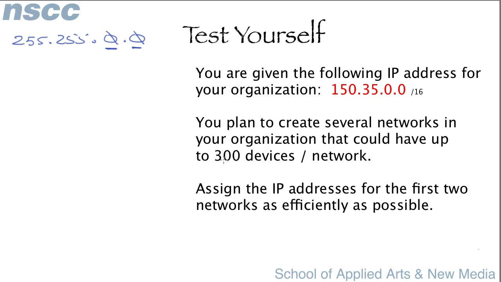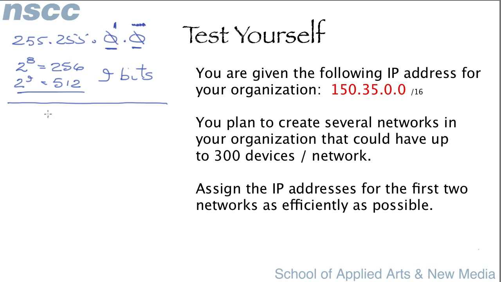How many bits do I need to handle 300 devices? Well, remember that 2 to the 8, if I have 8 bits, I get 256 addresses. That's not enough for what I want. 2 to the 9 is going to be double that, or 512. So I need 9 host bits. So I need all the host bits here, because my host bits start from the right-hand side, and I need one of the bits in this octet to be used for hosts, and the rest can be used for addresses.